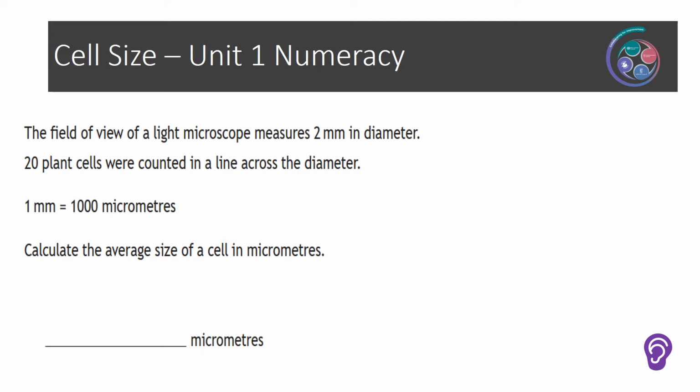This example deliberately does not have a diagram, which means you have to imagine in your head what those cells would look like counted across the diameter, or you can draw a diagram on your SQA past paper or in your jotter to help you with this, if visuals help you learn. What I would recommend doing to solve this question, the first thing is to look to the question for any key pieces of information. Here we've seen the diameter is 2 millimeters, and there were 20 plant cells counted in a line across the diameter.